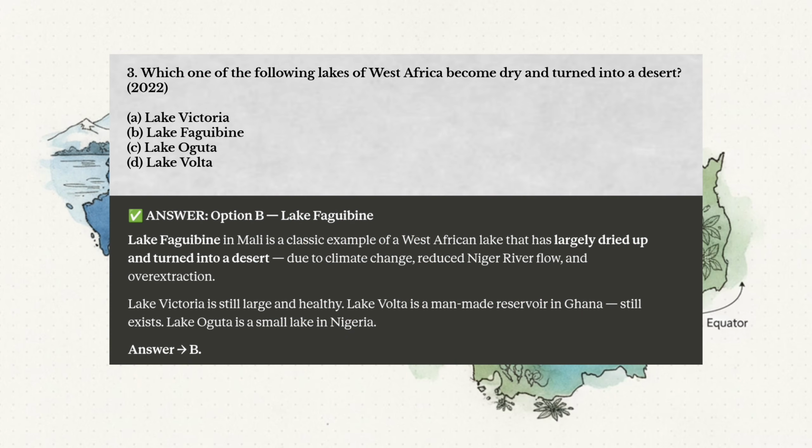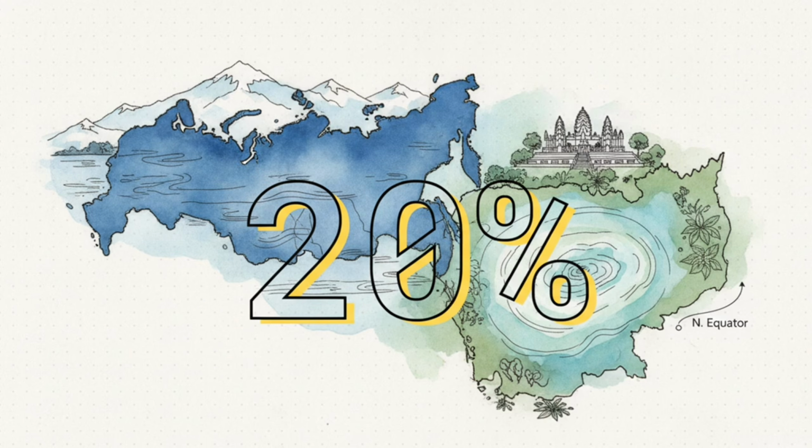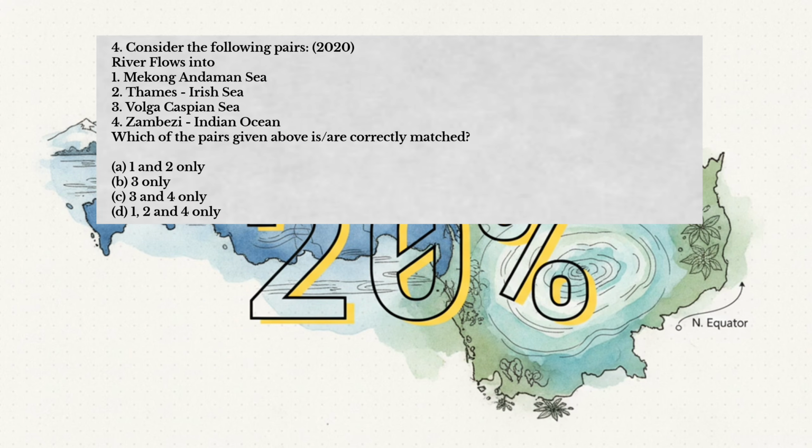Lake Faguebine in Mali is a classic example of a West African lake that has largely dried up and turned into a desert due to climate change, reduced Niger River flow, and over-extraction. Lake Victoria is still large and healthy. Lake Volta is a man-made reservoir in Ghana, still exists. Lake Oguta is a small lake in Nigeria. Answer B.